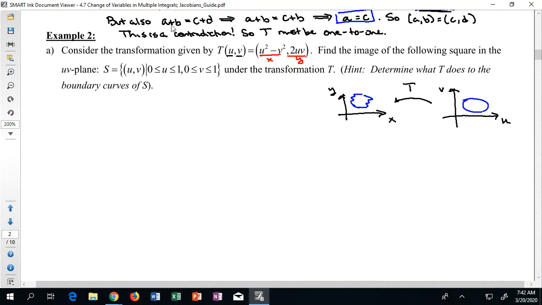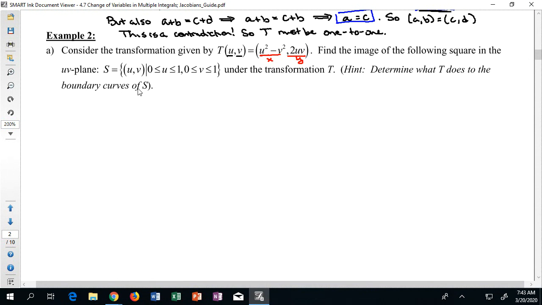So here's the idea. I'm going to take this transformation right now, and my goal here is to find the image of the following square that exists in the UV plane. Okay, so I'm actually going to erase these pictures that I have here and maybe try to update them with some new pictures. I'm going to take this square, which is going to exist in my right picture, and I'm going to be curious, what does T transform it into? And my hint here is to determine what does T ultimately do to the boundaries of that region. Okay, so let's see how this would actually work.